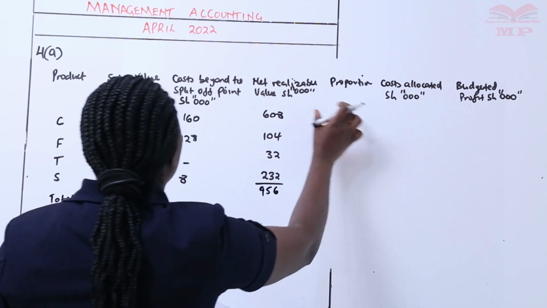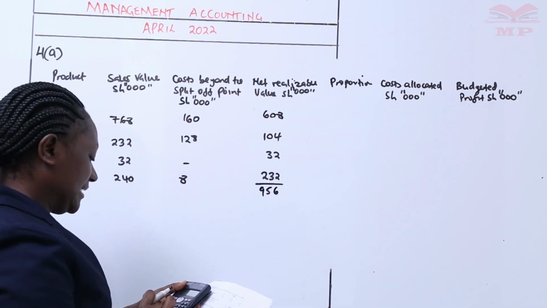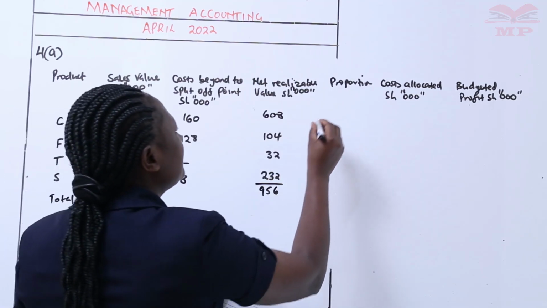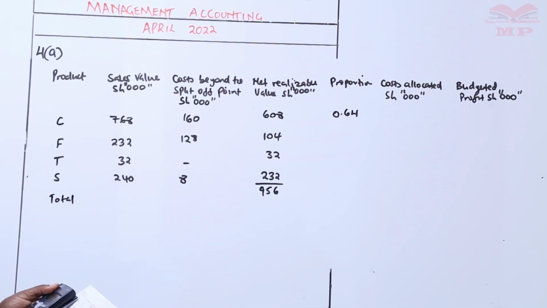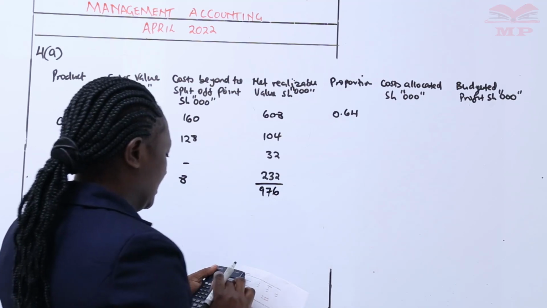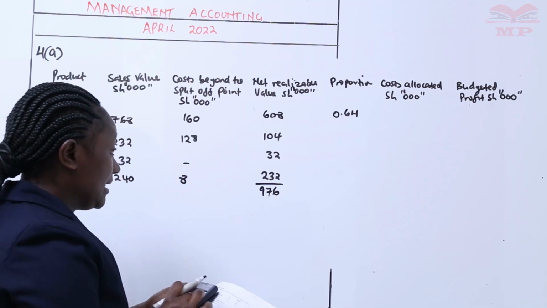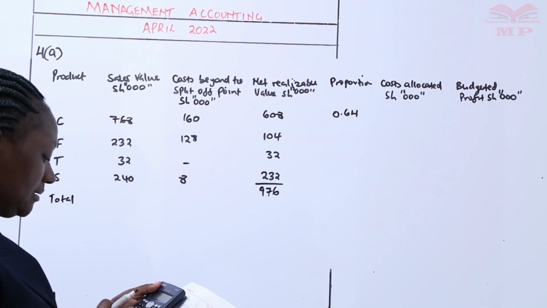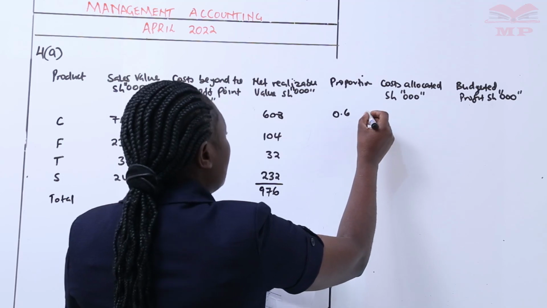The total is 976, not 956. So to get the proportion for C, we take 608 divided by the total, 976. This will give us 0.623.